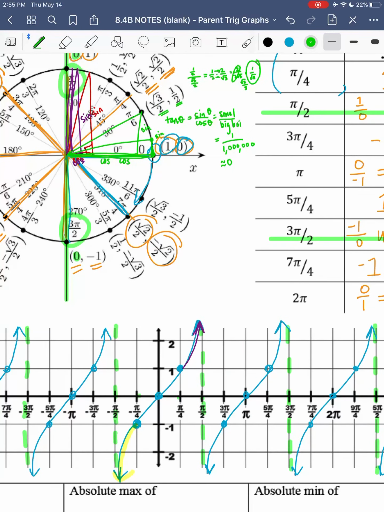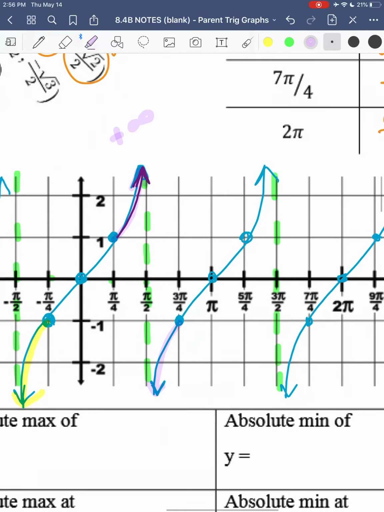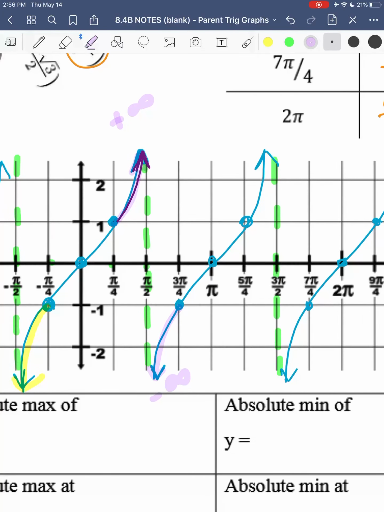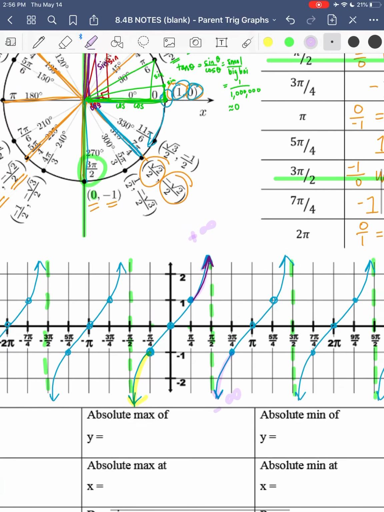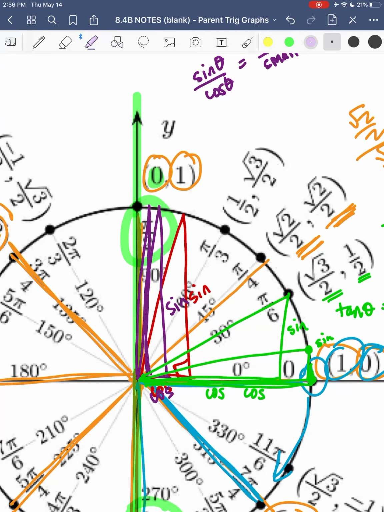Really, the question we want to answer is why does it go up on this side of the vertical asymptote, but down on this side? Why is it going to positive infinity here, and negative infinity right here? That's really what we want to know, right? We're looking at the angles that are just barely bigger than pi halves, just further than pi halves.